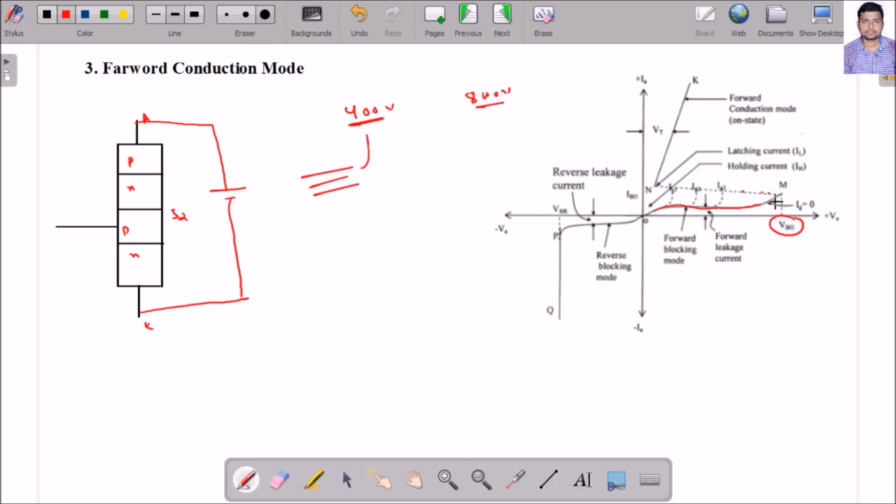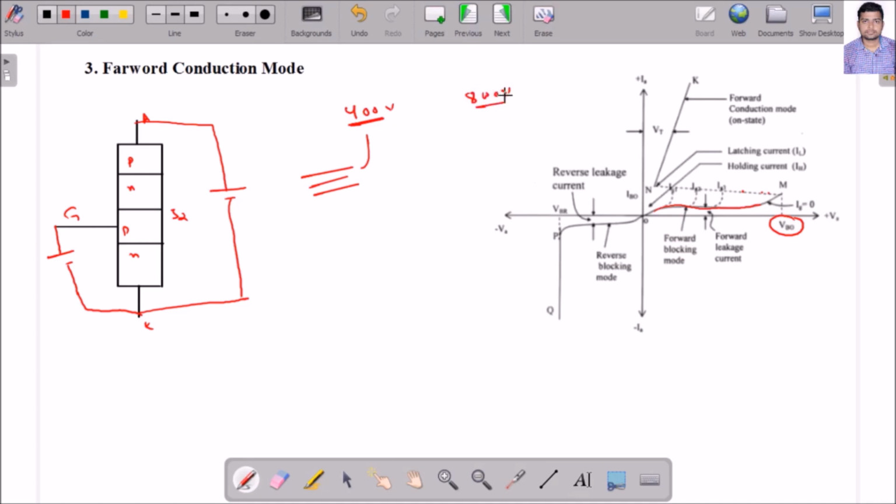So it is not recommended to increase the voltage up to VBO to turn on the thyristor. Generally a gate supply is given between gate and cathode, with positive connected to the gate and negative connected to the cathode. Why? Because the VBO requirement is generally high. If I take a 400 volt thyristor, the VBO requirement will be 800 volt.